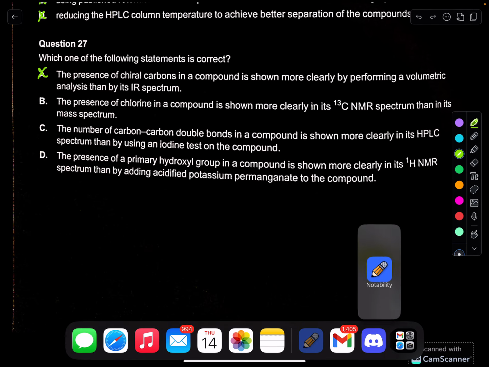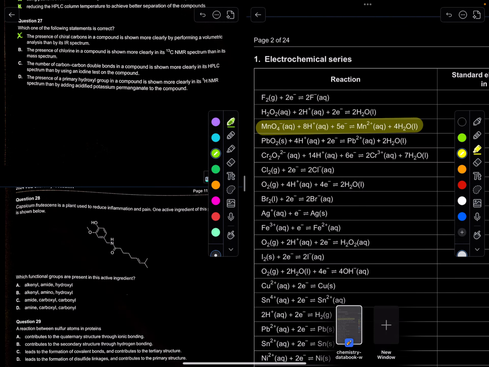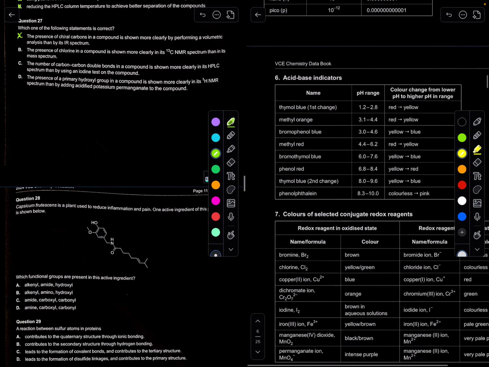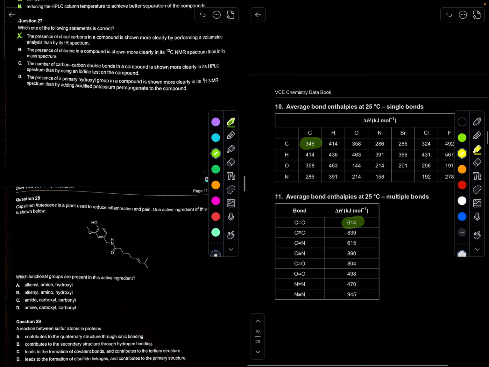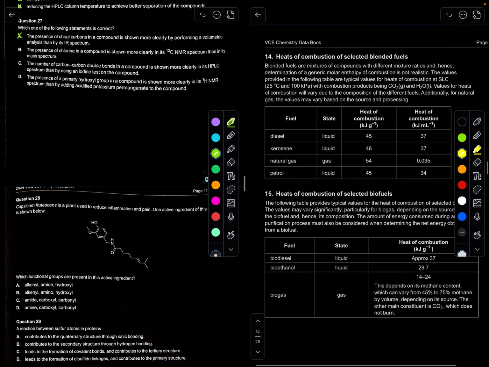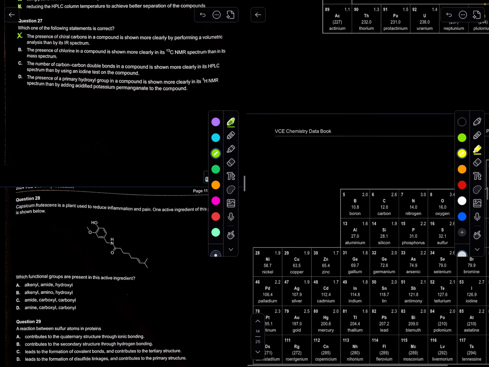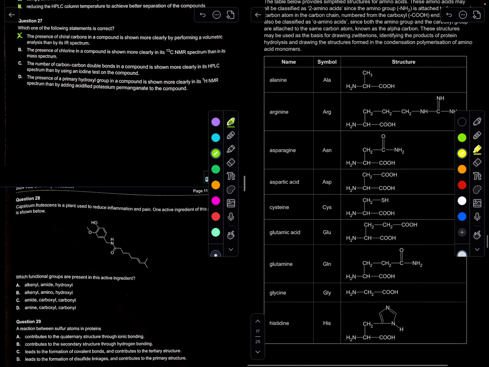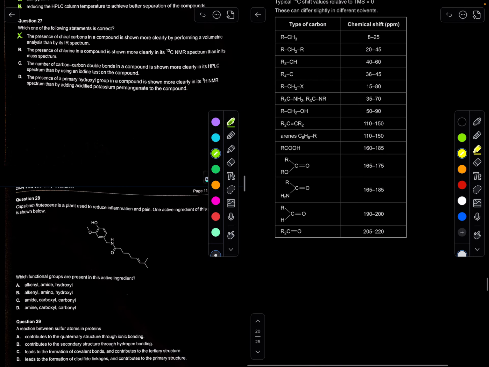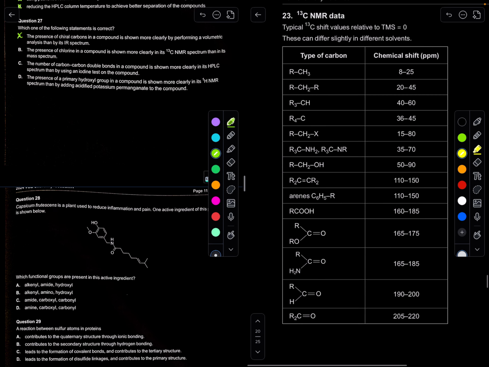Well, let's actually have a look at this. 13C NMR, the presence of chlorine. If I go to 13C NMR, I think you can show it there. Okay, carbon NMR. In this case, X could of course be iodine or chlorine, any of those. So you can see it if it's around this range.